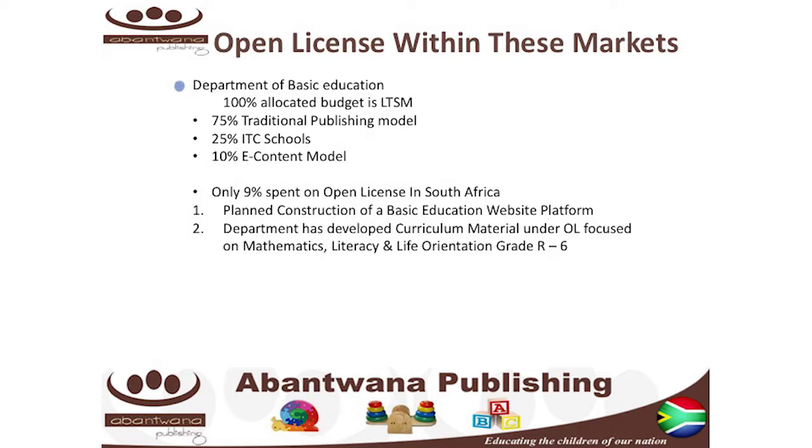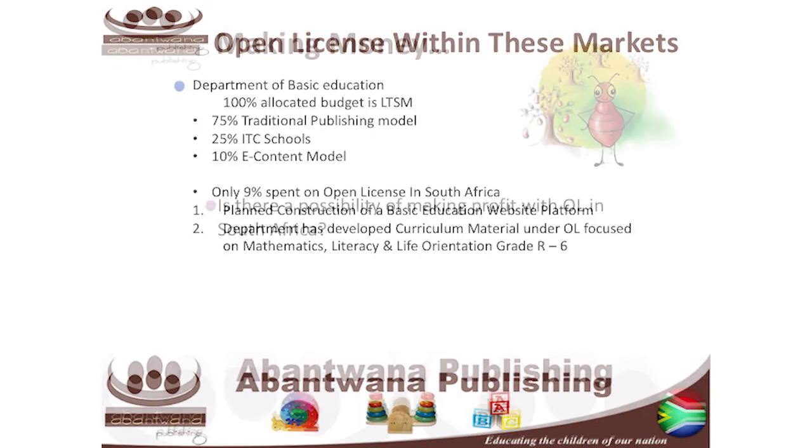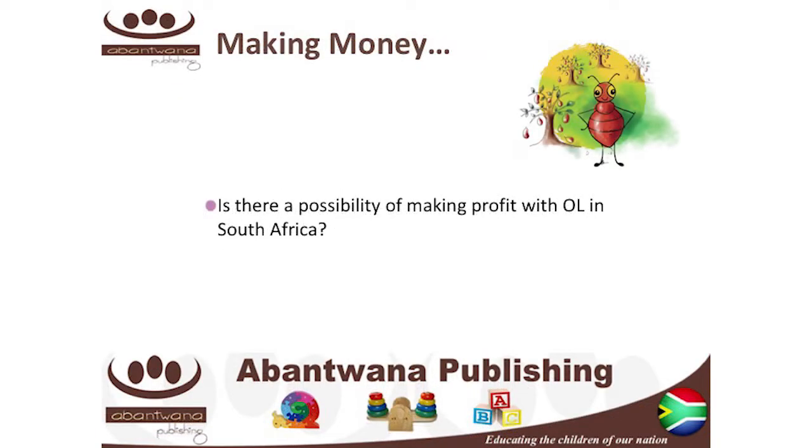So then this means that, in short, open licensing in South Africa, 9% nationally, is really focused on broadening the spectrum of open licensing. This will go to my second question. And my second question is, is there a possibility of actually making a profit with open licensing in South Africa? So is there a possibility for me as a publisher to actually make money with open licensing?